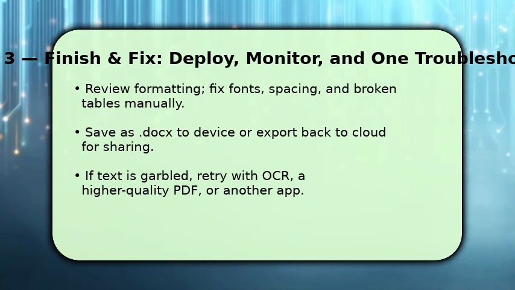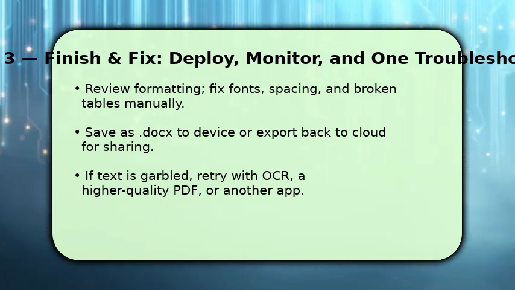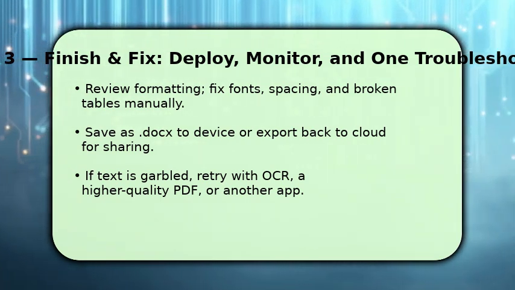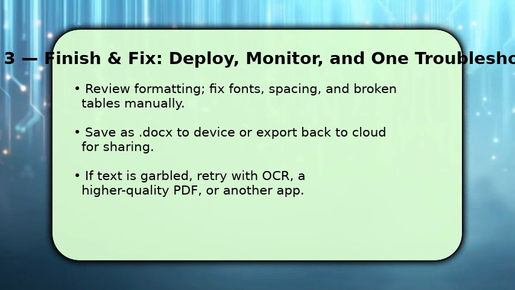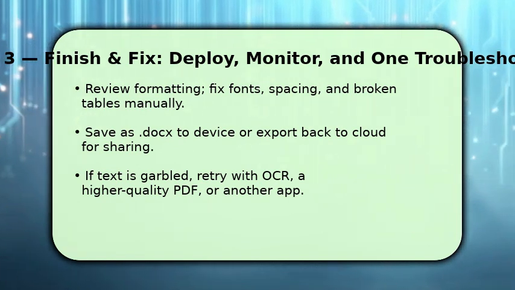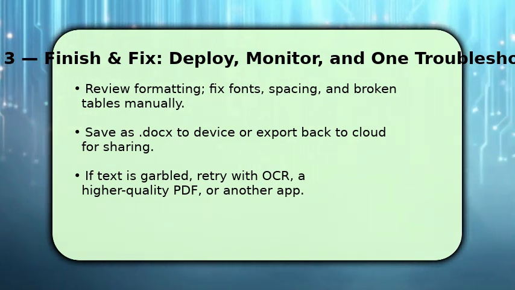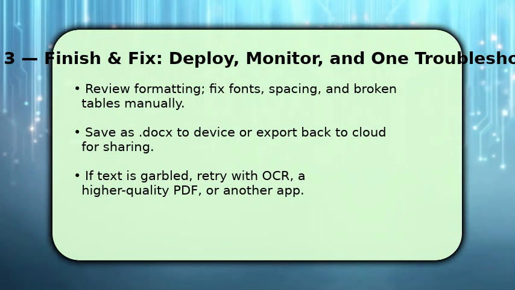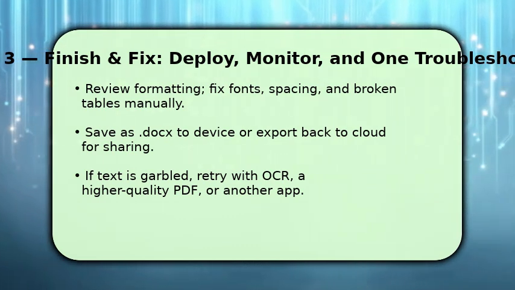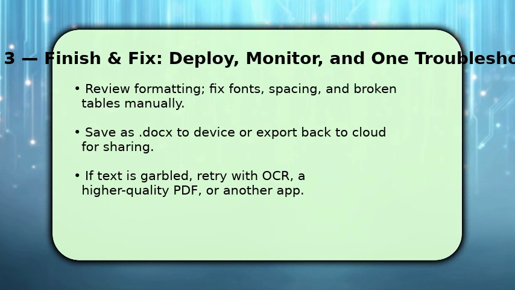If sections look garbled or missing, retry conversion using OCR, choose a higher quality PDF, or try an alternative converter app. Sometimes converting via PDF to plain text, then pasting into Word works better. One troubleshooting tip: duplicate.